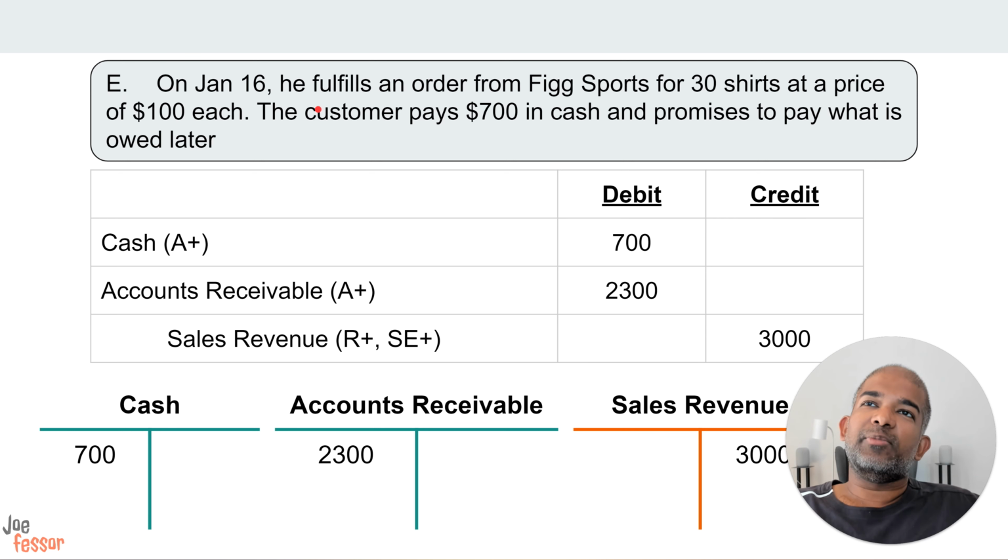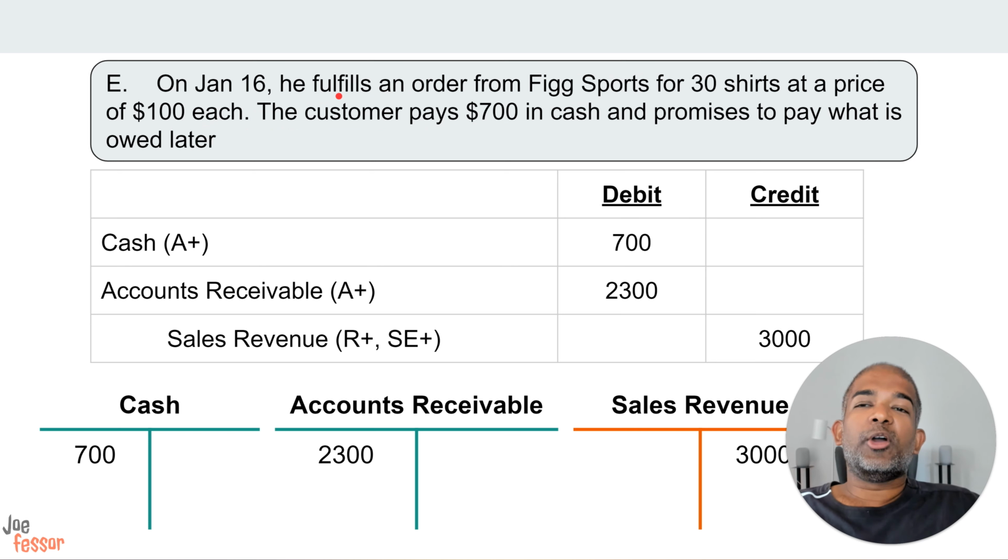On the 16th of January, Joe fulfills an order from a customer, Fixed Ports, for 30 shirts at a price of $100 each. The customer pays $700 in cash and promises to pay what is owed later. By later, he could pay anytime in the same month or the next month, or whatever has been agreed upon. So let's try to break down the numbers. He sells 30 shirts for $100, so 30 times 100 is 3,000.